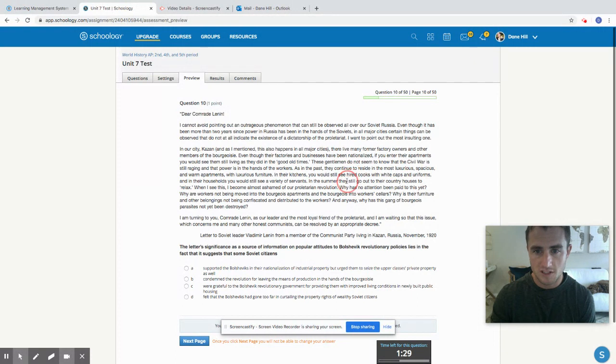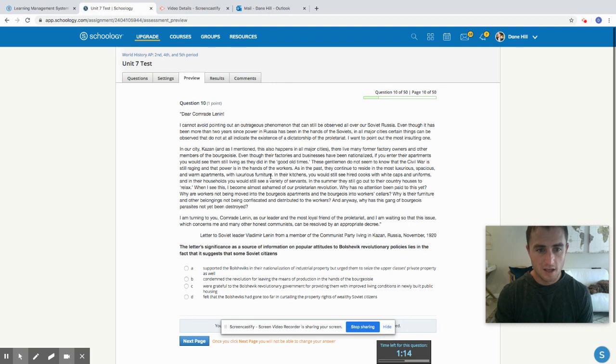These gentlemen do not seem to know that a civil war is still raging and that the power is in the hands of the workers. As in the past, they continue to reside in the most luxurious, spacious, and warm apartments with luxurious furniture in their kitchens. You would see hired cooks with white caps and uniforms, blah, blah, blah.